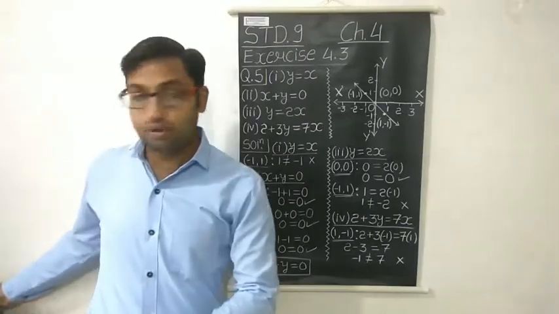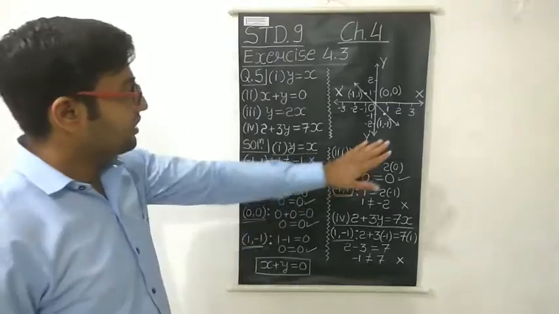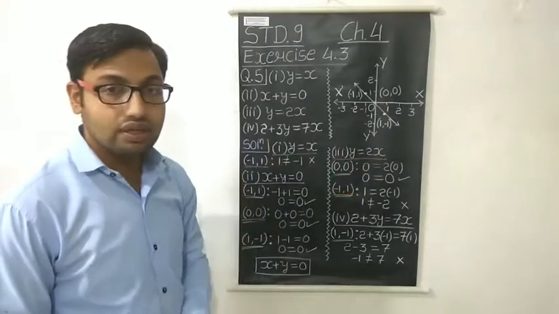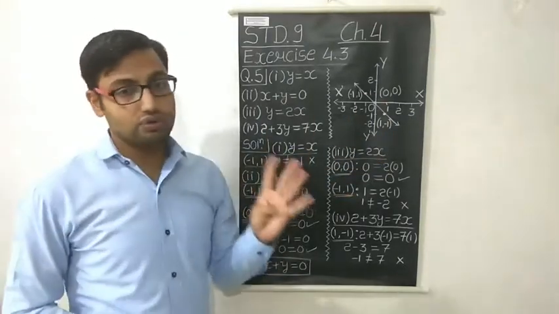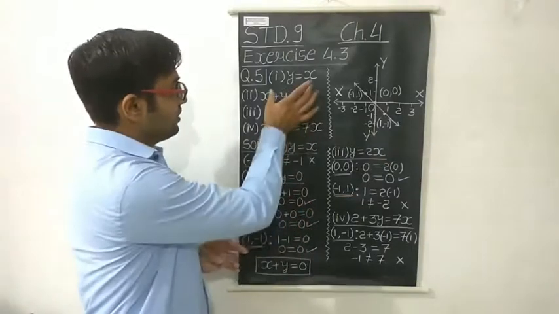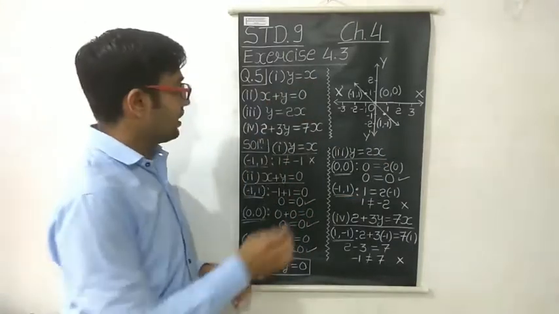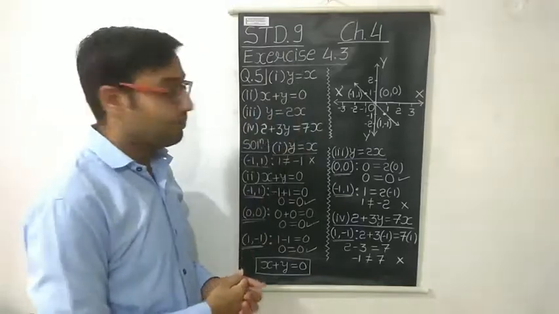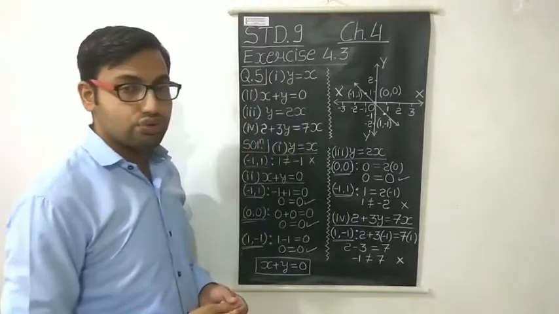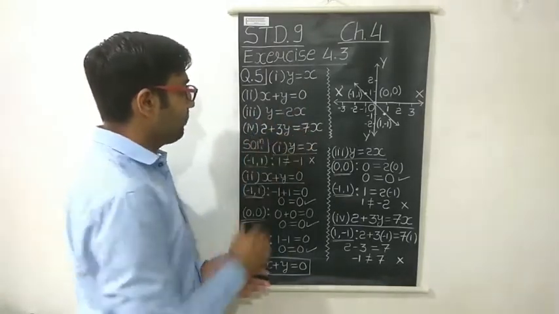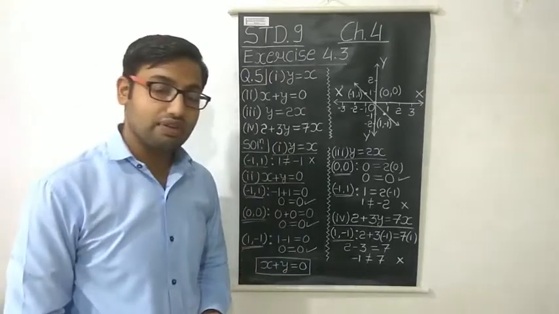So here, first of all, we will consider the figure that is given. And now we have been given four choices. First one is y equals x. Second one is x plus y equals 0. Third one is y equals 2x. And fourth one is 2 plus 3y equals 7x.